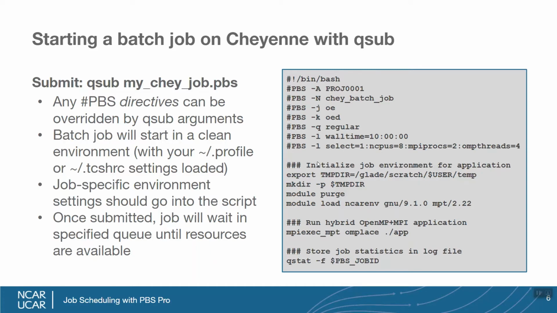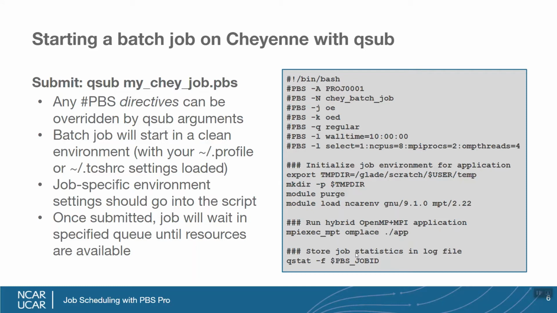So at that point, once the environment's set up, we can simply run our application here. It's an MPI-enabled application, so we use the MPI launcher. We're also going to use this omplace utility, which, if you're familiar with the MPT MPI library, helps pin processes when you have these hybrid applications of OpenMP and MPI, and then we run our application.